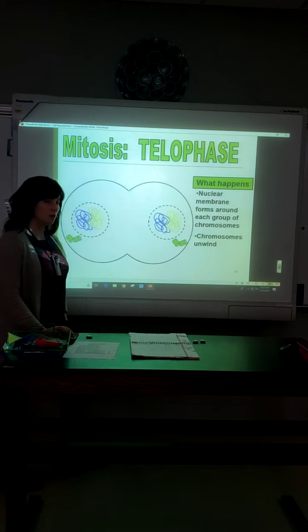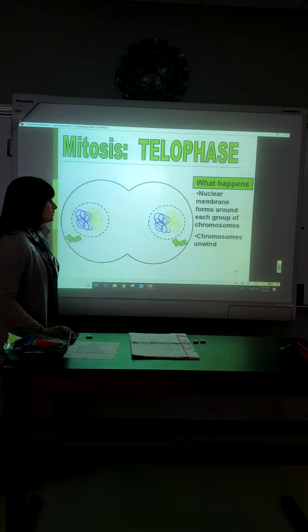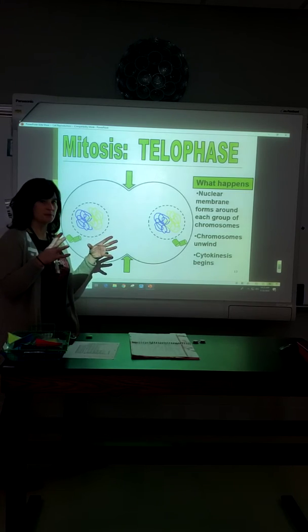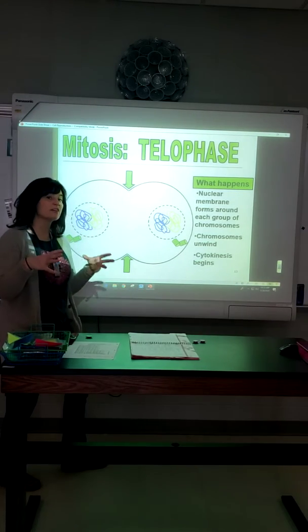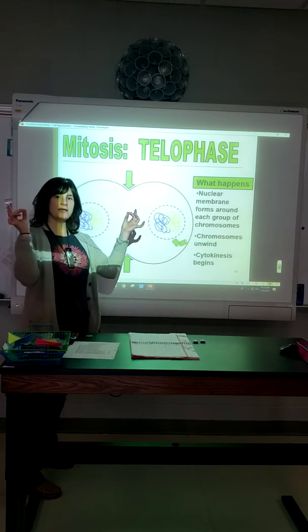The chromosomes unwind into, kind of reminds me of a hairball almost, formation. And then cytokinesis is when the cytoplasm, which is like the goo that everything floats around in the cell, starts to kind of pinch in the middle and then it splits off.